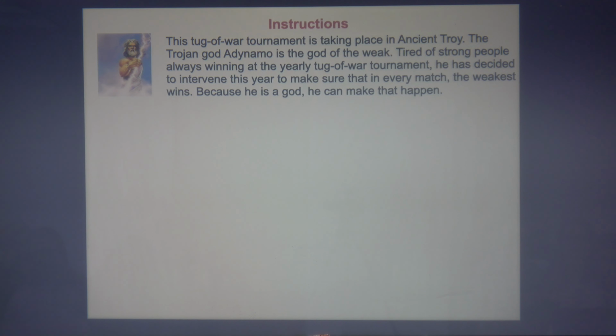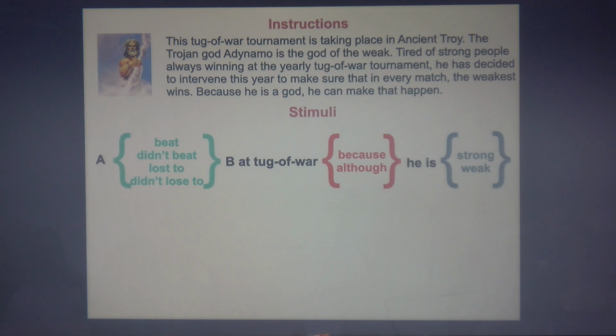This tug-of-war tournament is taking place in ancient Troy. The Trojan god Adynamo is the god of the week. Tired of strong people always winning at the yearly tug-of-war tournament, he has decided to intervene this year to make sure that in every match the weakest wins. Because he's a god, he can make that happen. And then we have the same sentences that we used before for tug-of-war.